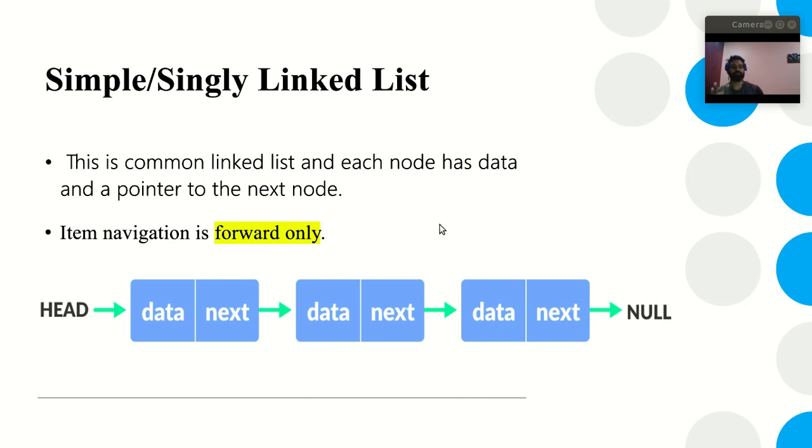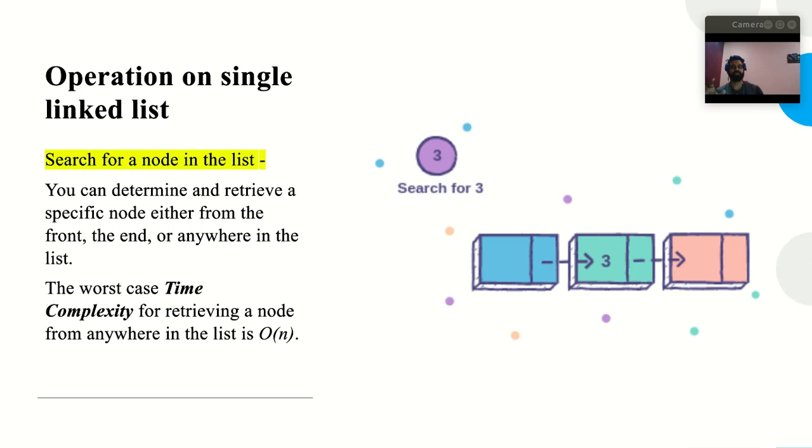Now we are going to discuss what operations we can do basically in a singly linked list. The first operation is that we can search for a node in a list, right? It means that we can retrieve a specific node either from the first or from the end or from anywhere in a list. Now we are going to see the time complexity for retrieving a node from anywhere. Let's say we want to retrieve a node in between a linked list, so the time complexity will be O(n), the big O(n). What is big O(n)? Big O(n) means the time consumption will increase every time if we increase the input data. Okay, so the time consumption for doing this operation is not always going to be the same.